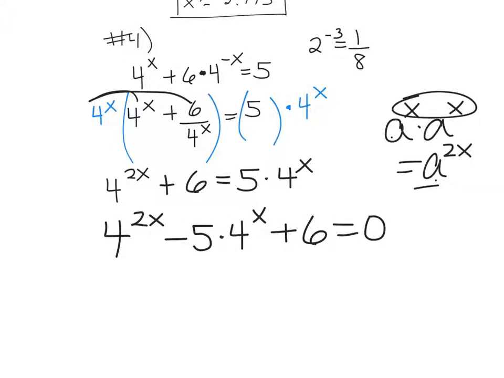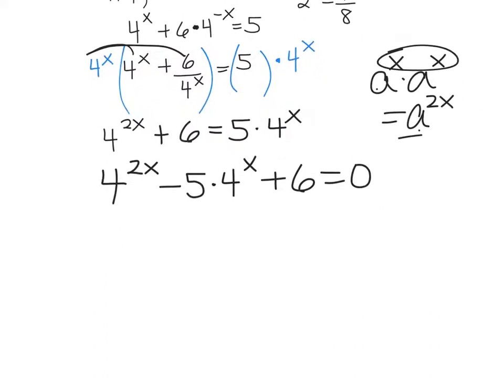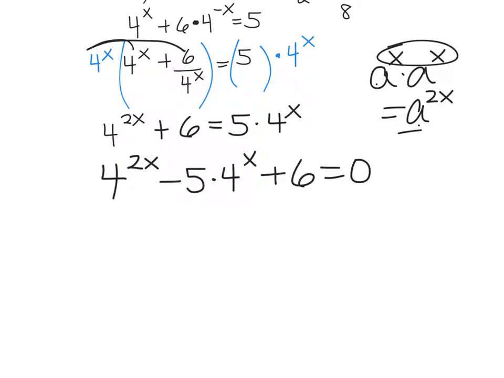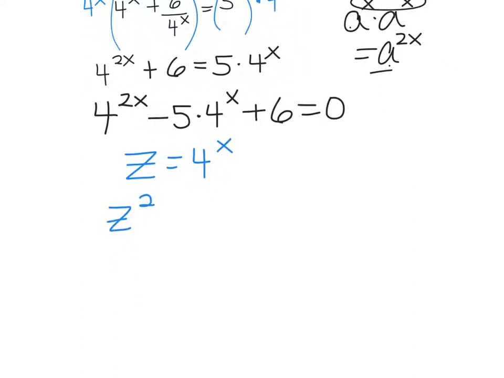Now, there's an interesting thing that you can do here, is that you can make some other variable, let's call it z, equal 4 to the x. Okay? Just bear with me. So z equals 4 to the x. And what I'm going to do is, this is 4 to the 2x, so this is really z squared. Okay? And this is 5z plus 6. Guess what I get to solve? A quadratic.